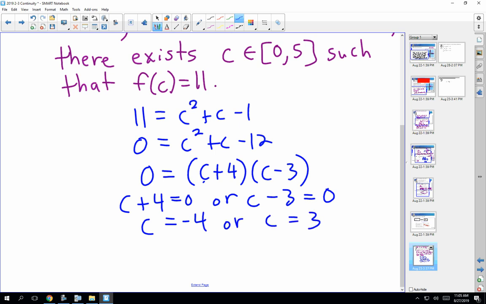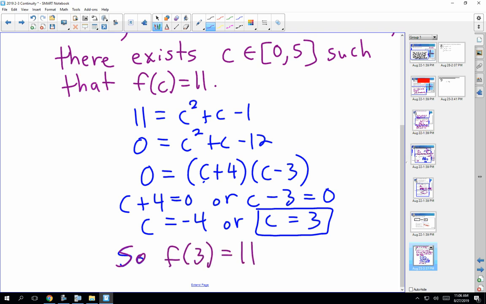Give us some insight here, Aiden. You said only 3. Why not both of them? Yes, -4 is not in the interval from 0 to 5, right? So we're only looking for the one value that is in the interval from 0 to 5. So C equals 3. So f of 3 equals 11. We not only showed that it existed, but found what it was. And we could do that because it was a quadratic function that we could solve by factoring in the quadratic format. Okay.